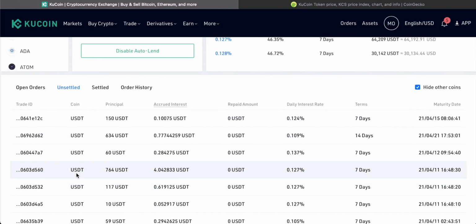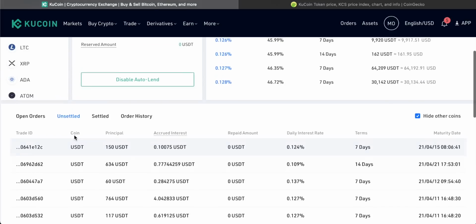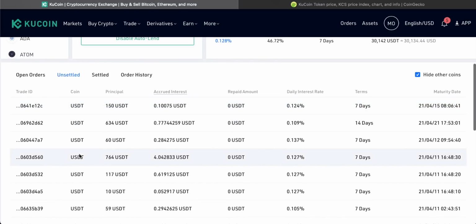These are unsettled because the borrower is yet to repay the loan in full. So you can see here there's an order ID or a trade ID. It's not really that important, but obviously every trade will have its separate ID. The coin that you are lending, so I'm lending US dollar tether, this will be different depending on the coin that you've lent out, of course, and then the principal amount. That just means how much the borrower has borrowed from you, how much you have lent out. So for this order, that was an order of 150 tether, and you can see the accrued interest on the loan right now. This will update periodically, maybe every minute or so.